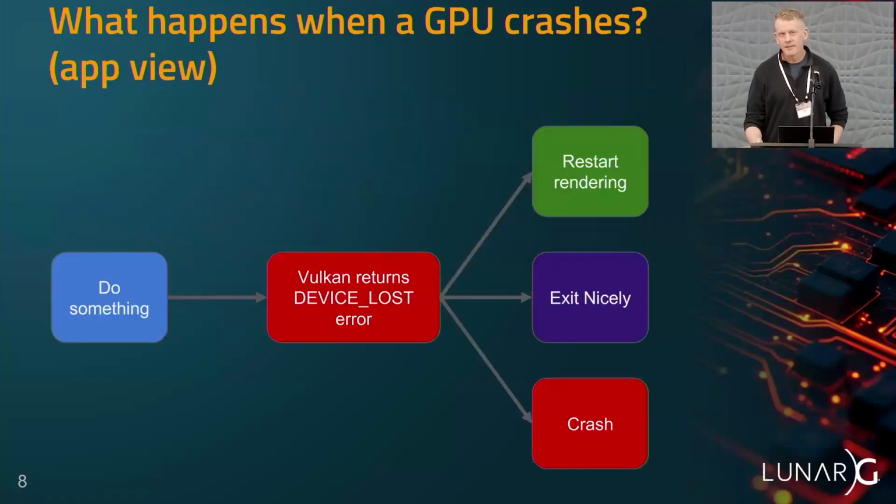So what's happening at the application level? You do something, eventually you get a device lost error back. You might get a timeout too, and you have some choices. You could restart rendering, which if you're a compositor or something system critical, is the best choice. Do everything you can to get something back on the screen for everybody.